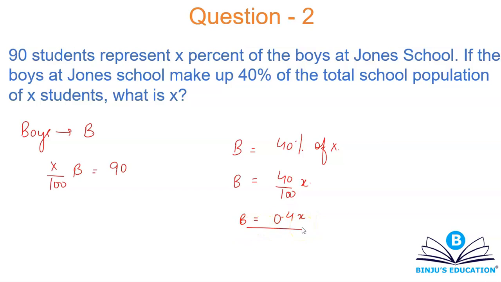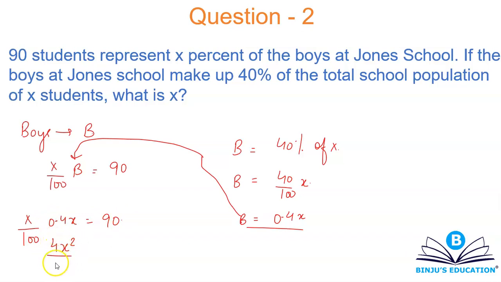They're asking you to find the value of X. Now you have calculated B, so put B back in this equation. So you will get X by 100 into 0.4x is equal to 90. So this is X square, or rather write it as 4x square by 1000 is equal to 90. So you will have X square is equal to 90 into 250.